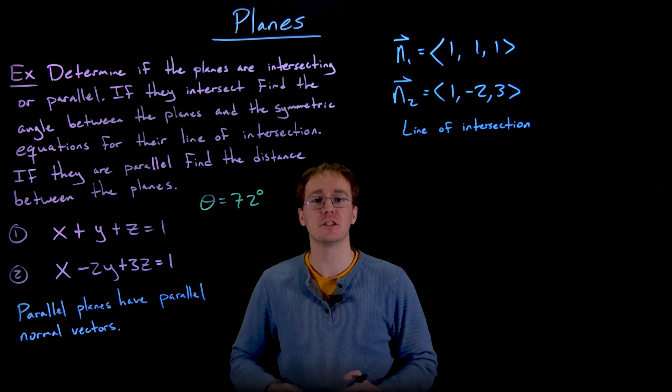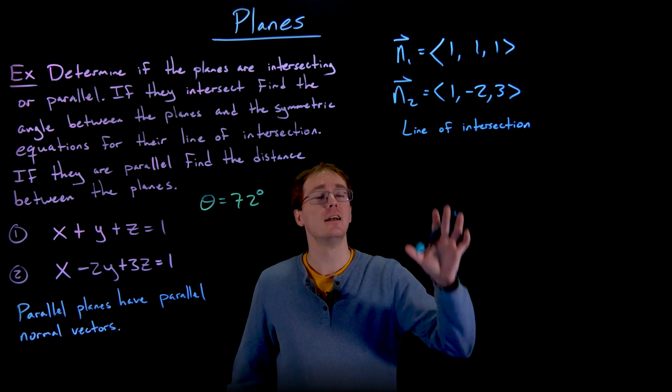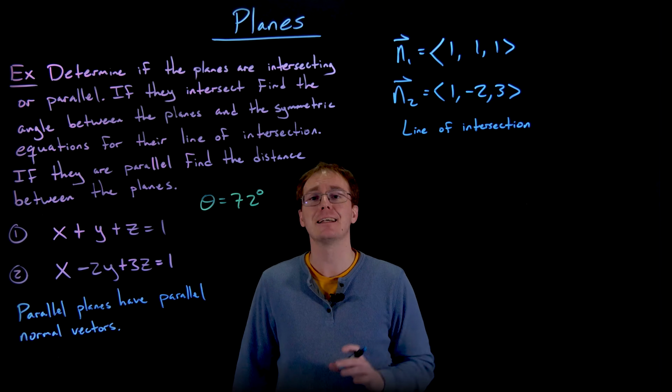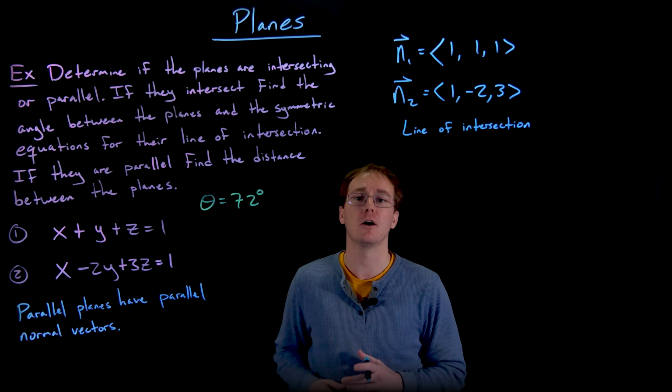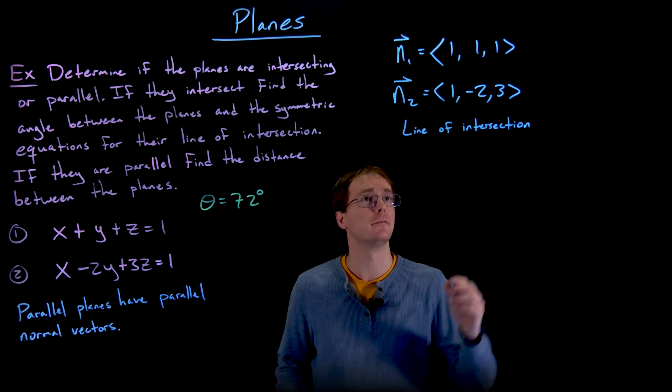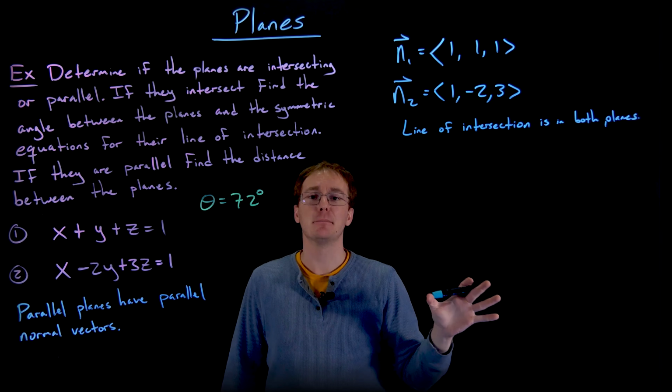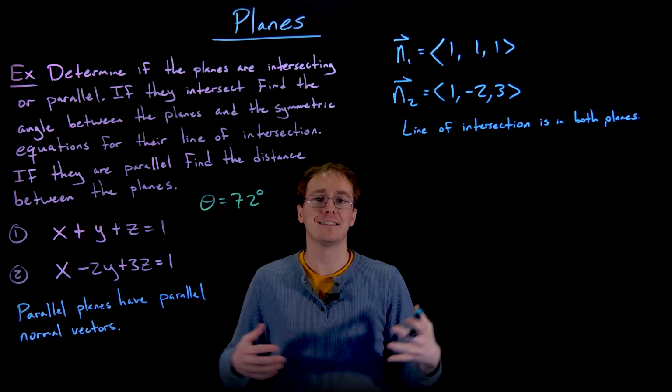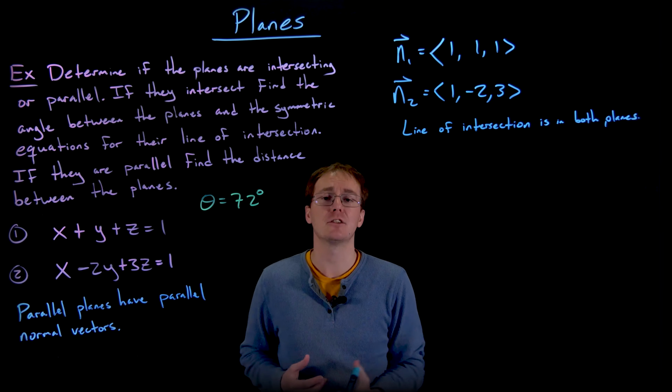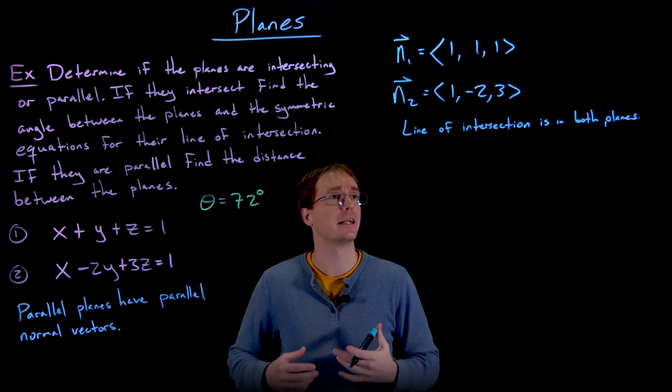An important observation that's going to help us do this is to recognize the line of intersection lies in both planes. That may seem like an obvious statement, but it's an important one to make. The line of intersection is definitely going to be in both of our planes. Otherwise, it can't be the line that contains all the points that are common to both planes.